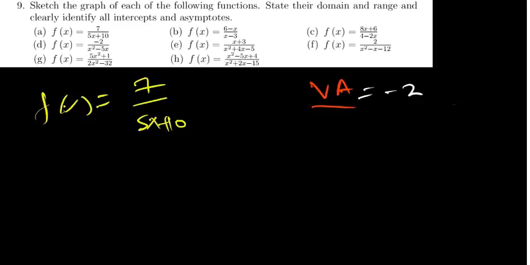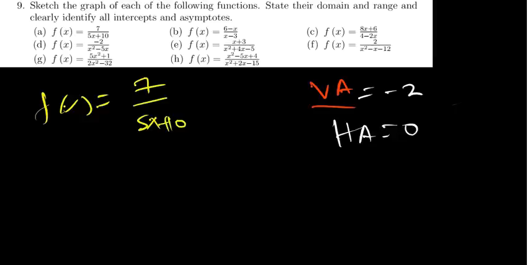To find the horizontal asymptote, if the function is bottom heavy, meaning the degree of x on the denominator is higher than the degree of x on the numerator, the horizontal asymptote is always 0. So in that case, the horizontal asymptote is going to be 0.